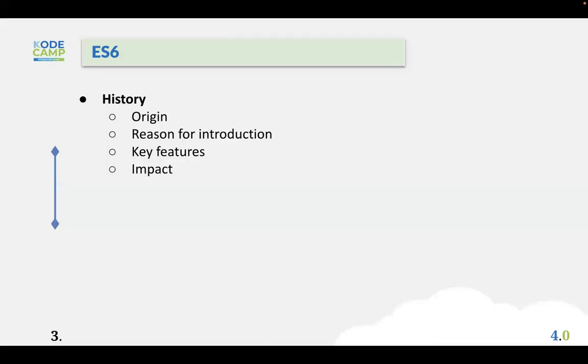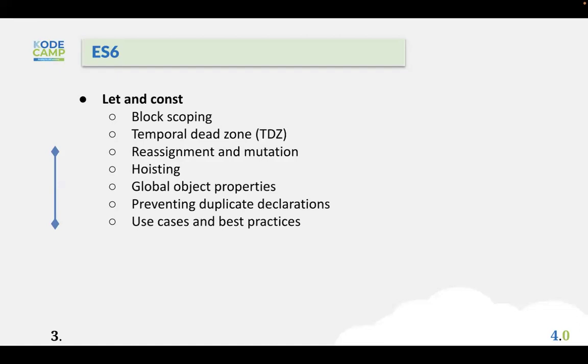So now that we've gone through the brief history of ES6, let's continue to let and const. Under let and const, we're going to be exploring block scoping, temporal dead zone, reassignment and mutation, hoisting, global object properties, preventing duplicate declarations, use cases, and best practices.